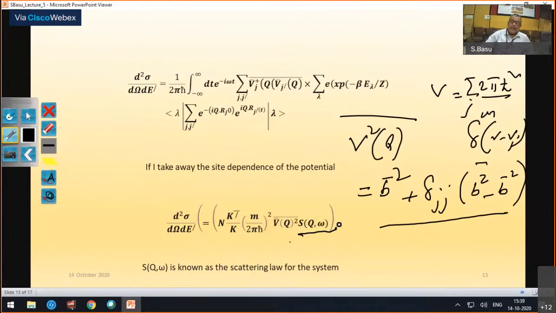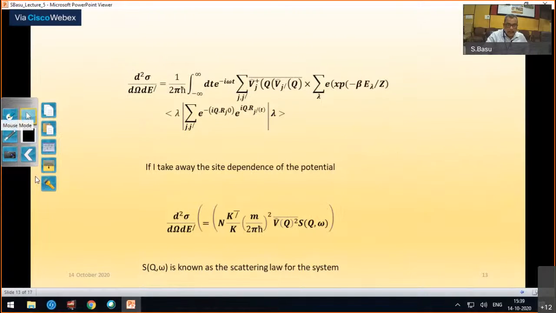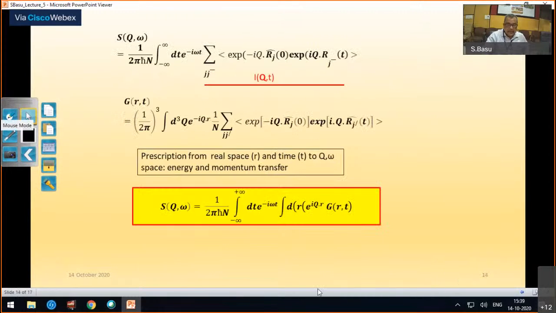This S q omega, if I take out time, then it will be only S of q, and I'll go back to d sigma by d omega. But now I have introduced time, I have introduced frequency through a Fourier transform. H cross omega is the energy transfer, and when I do that, I have reached here. Now your scattering law, which is directly related to the measurement, is nothing but a double Fourier transform over G of R and T.